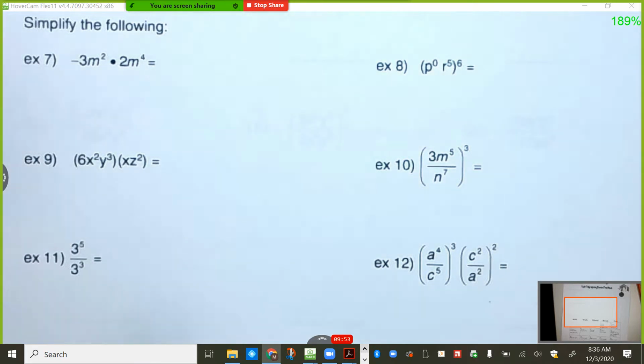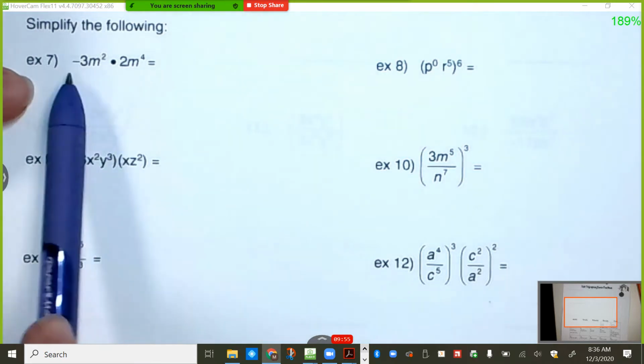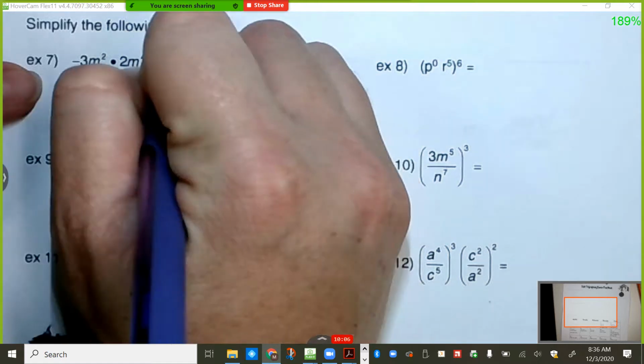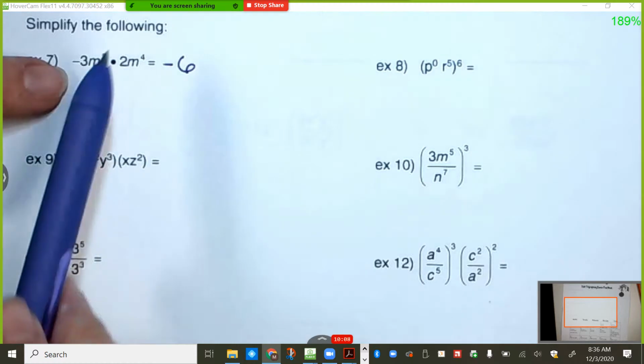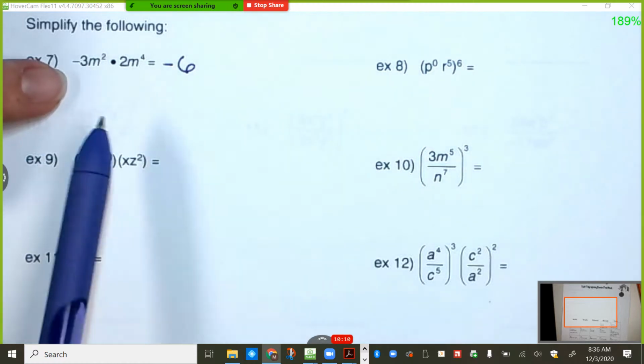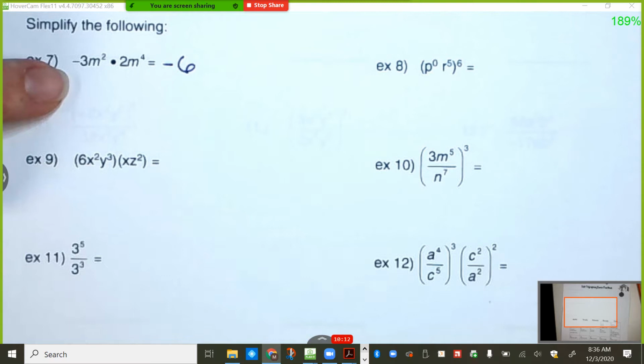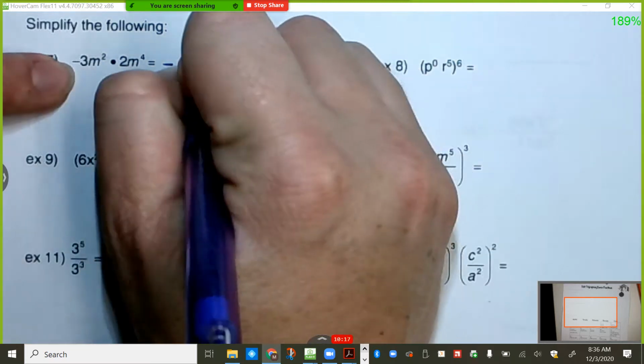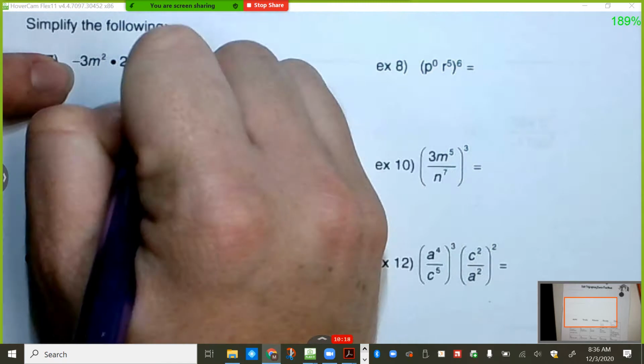Okay, what are we going to do on this one? Multiply. Multiply what? What's negative 3 times 2? Now, what do I do? Multiply, add the exponent. So m squared times m to the 4th is what? There's your answer.